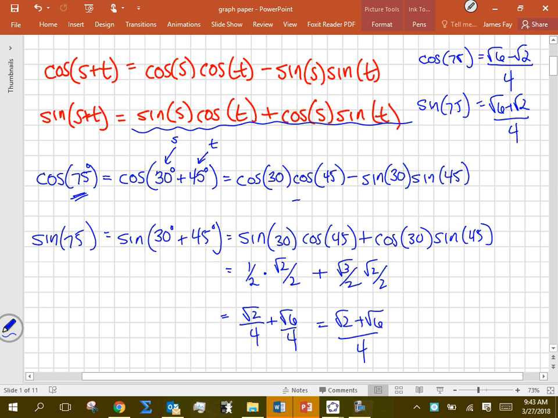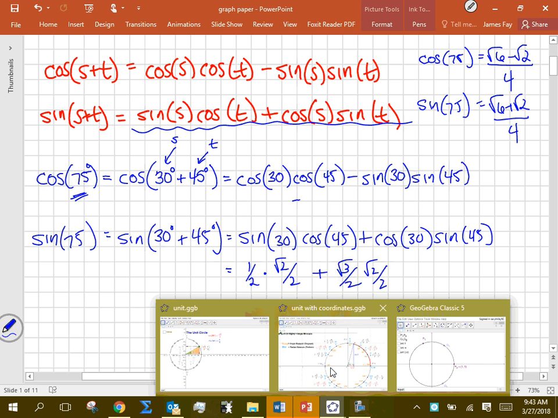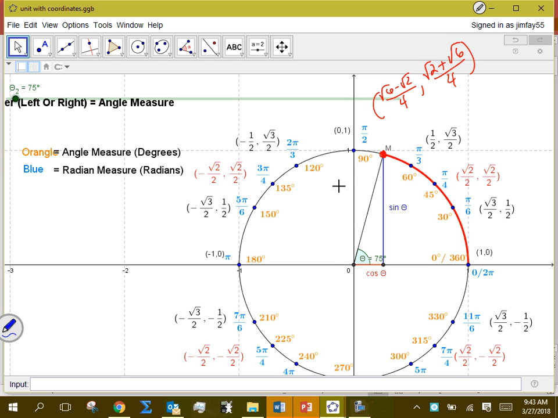All right, so what does that mean to us? If I look at the unit circle, okay, here's the unit circle, and I've changed this central angle to 75 degrees. And now that ordered pair right there, where my cursor is, is found by radical 6 minus radical 2 over 4, comma radical 2 plus radical 6 over 4.